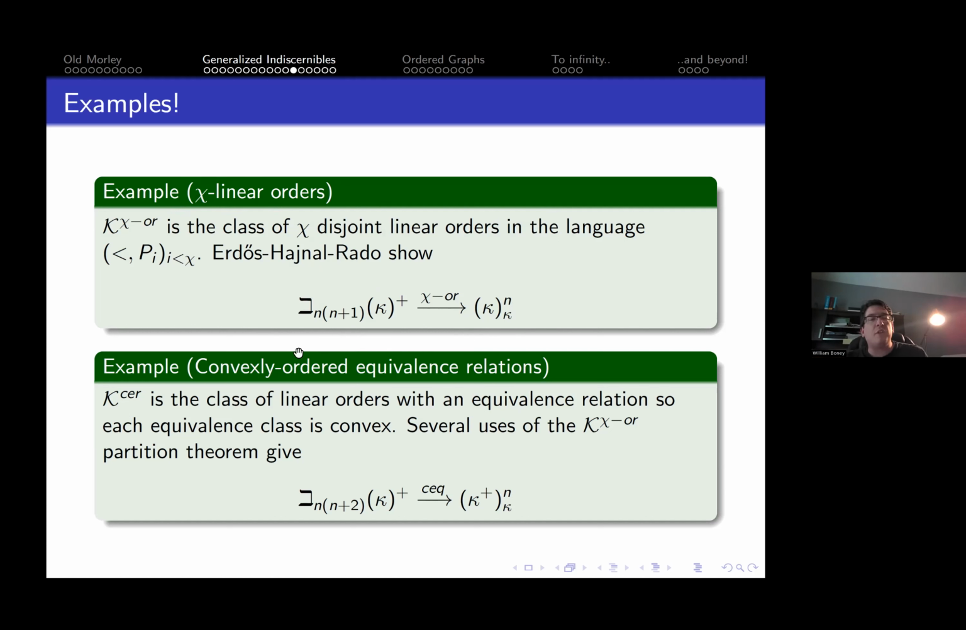You can shift this a little bit to convexly ordered equivalence relations, which basically means you have these disjoint linear orders, but instead of being indexed by some chi that's fixed from the outset, you have another parameter set that indexes these linear orders. And that parameter set can grow and shrink as you change your model. And so if you use this Erdős-Hajnal-Rado result several times, you can show that this partition relation holds for these convexly ordered equivalence relations.